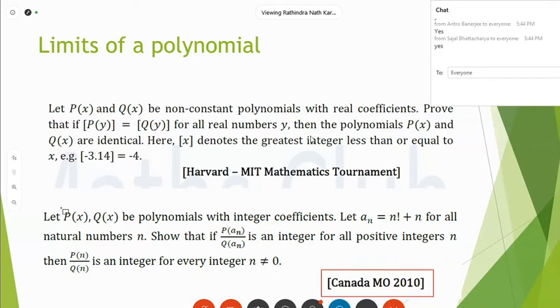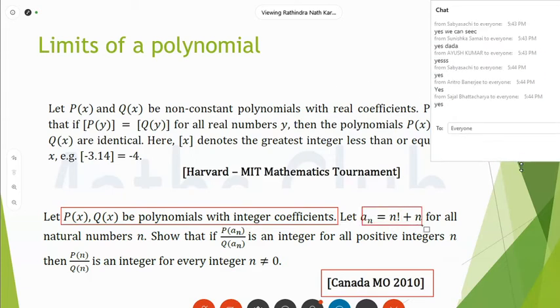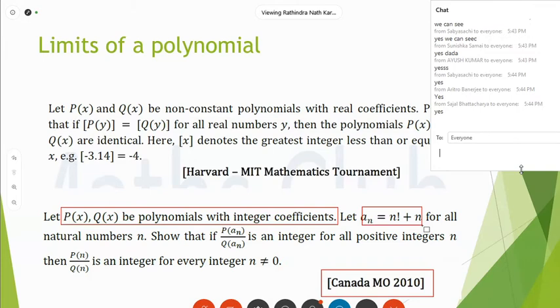Let P of x and Q of x be polynomials with integer coefficients, and a_n equal to n factorial plus n for all natural numbers n. So we are considering a sequence of natural numbers. Now, obviously you have to assume that Q of n is non-zero for every n. Now consider P of n by Q of n. If it is given that P of a_n by Q of a_n is an integer for all positive integers n, then you have to show that P of n by Q of n is an integer for every integer n not equal to 0.